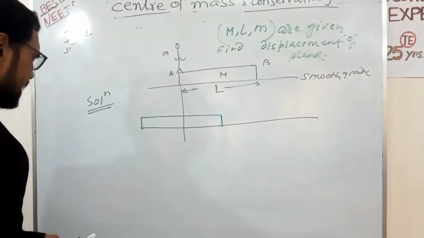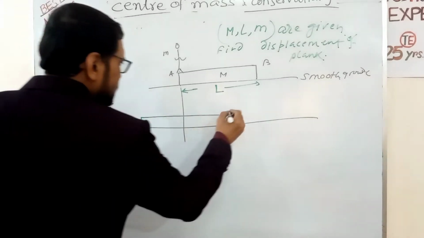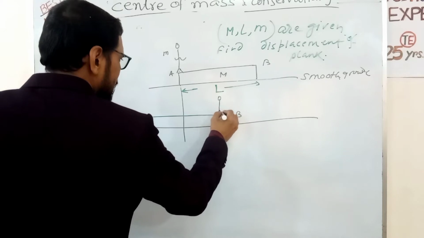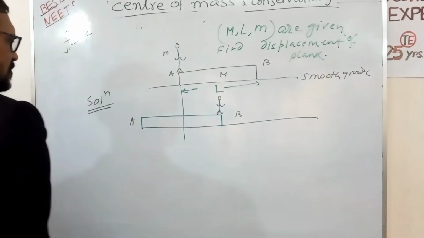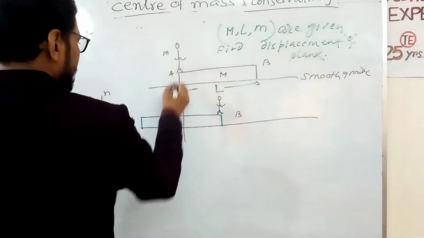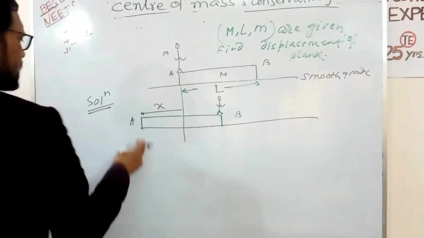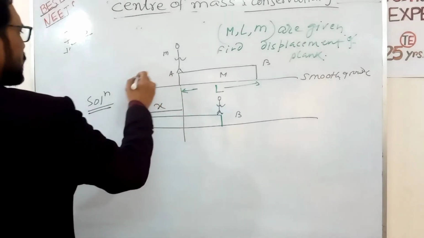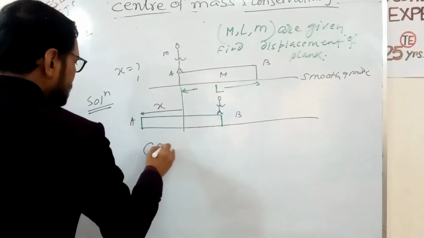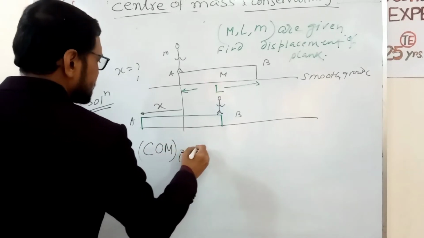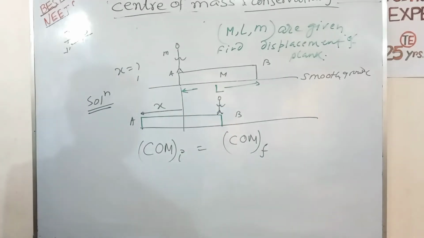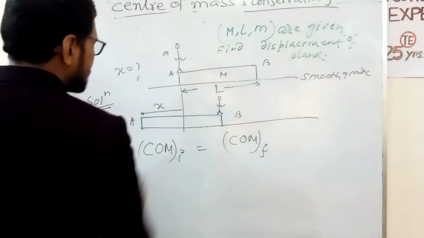Now this is end A, this is B, and the man is at this end. So what is the shift of the plank? End A shifts by X. We have to find X. We apply the previous theory, that the center of mass at the initial position equals the center of mass at the final position. Now what is the center of mass of the initial position?